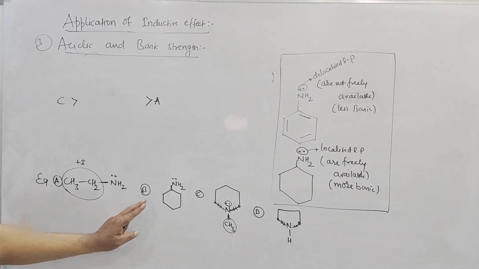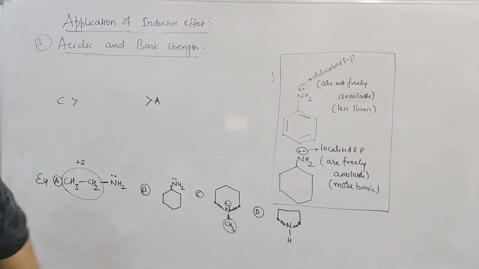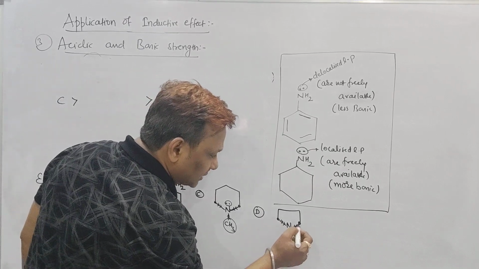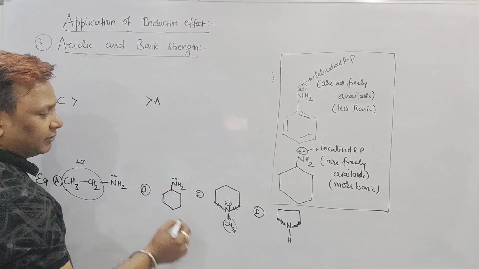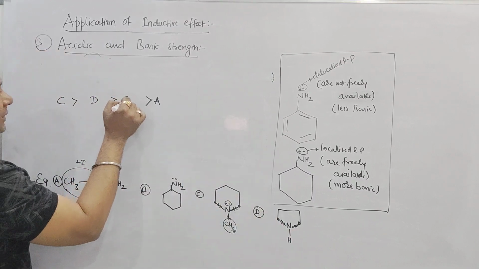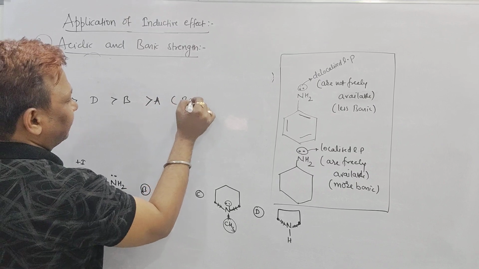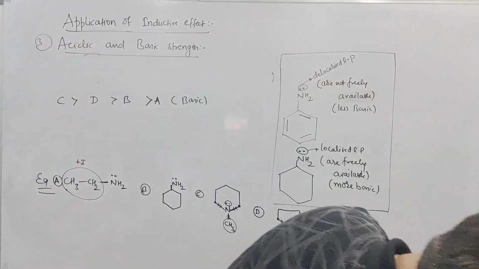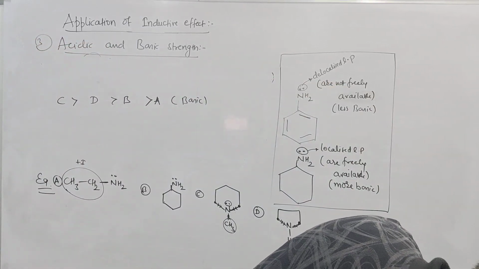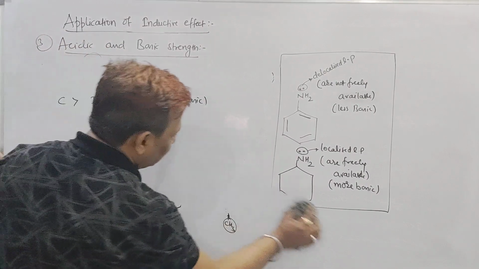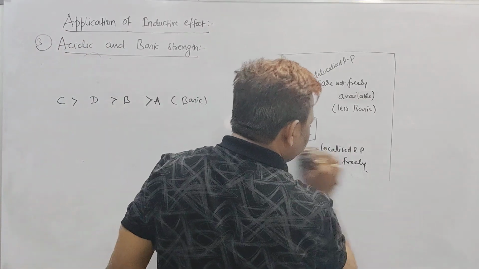Now the question is that in between B and D, which is more basic? Obviously, sir, D will have 2 plus I and B will have only 1 plus I. So D will be more basic than B, and this is the order of basic strength of the following example. Is it clear? Chalo, among the following, which is the most basic? Decided beta. Among the following, which is the most basic?